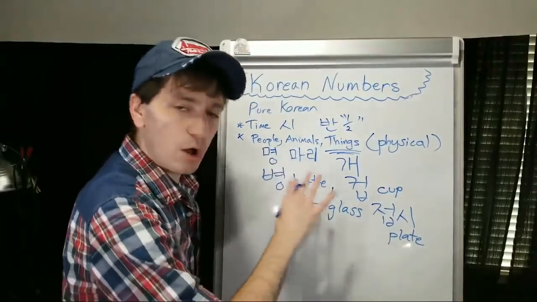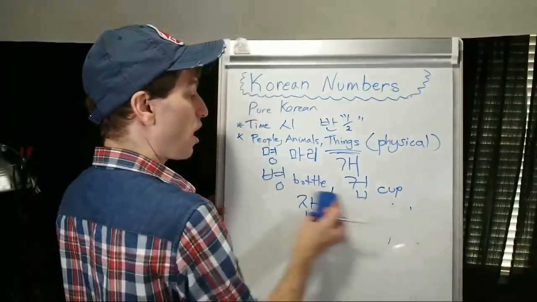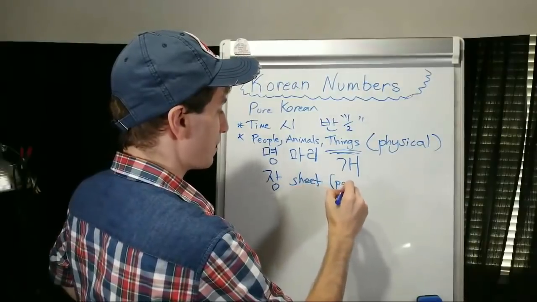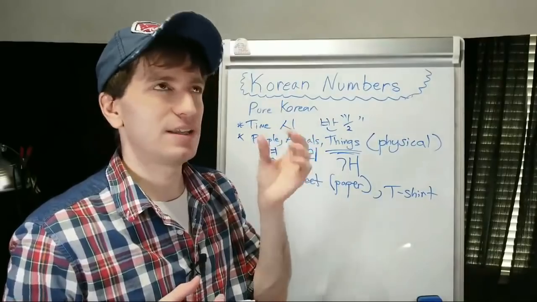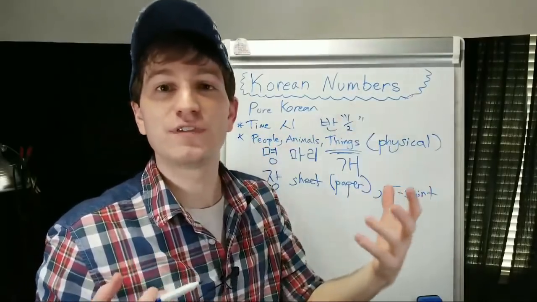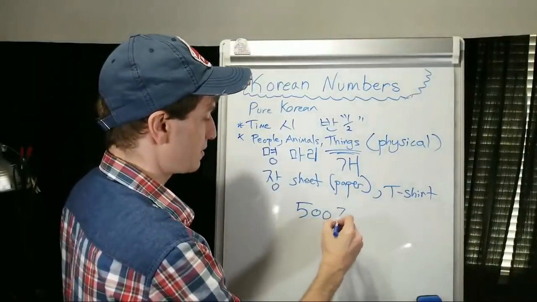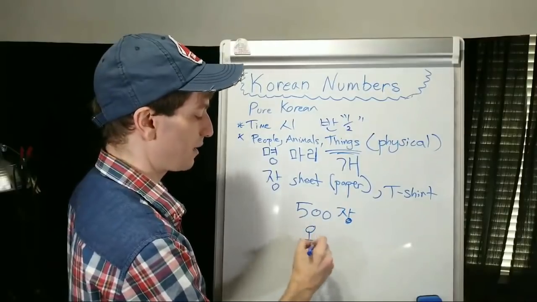So I'm not going to cover all of the different possible counters you can do, and there would be a lot, but I do want to cover some of the most common ones. 장 is a sheet of something, usually like paper or something. It's also for t-shirts. So if you have a book and you want to know, you say, oh, the book has 500 pages. Well, you would use 장. So you would say 500 장. And this, as you know, there is no 500 pure Korean, so you just say 500, 500장.